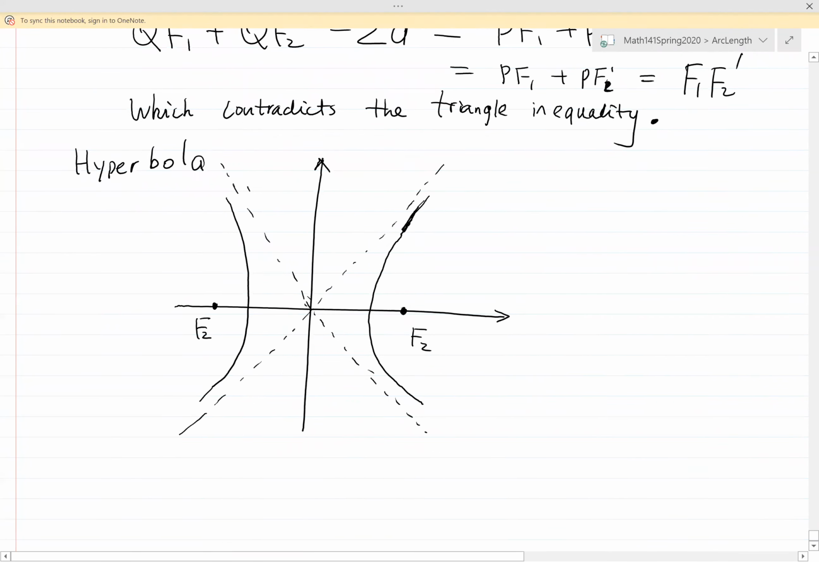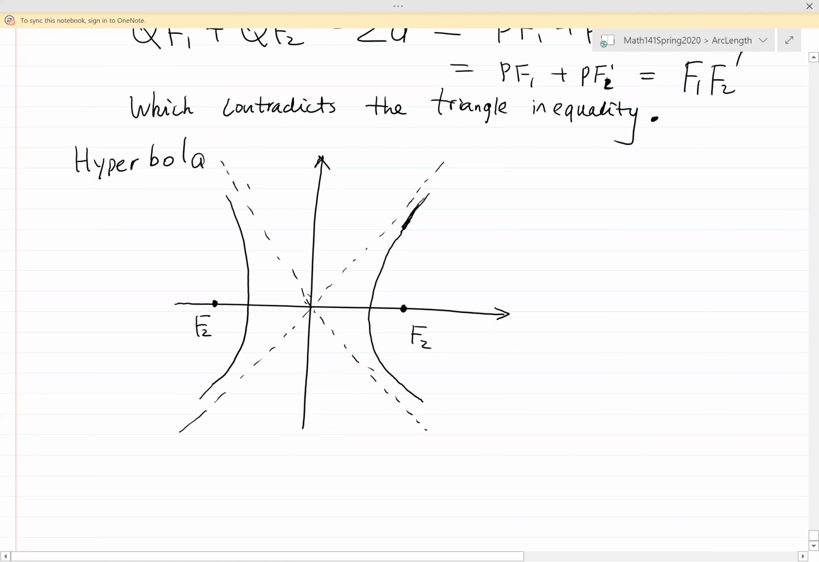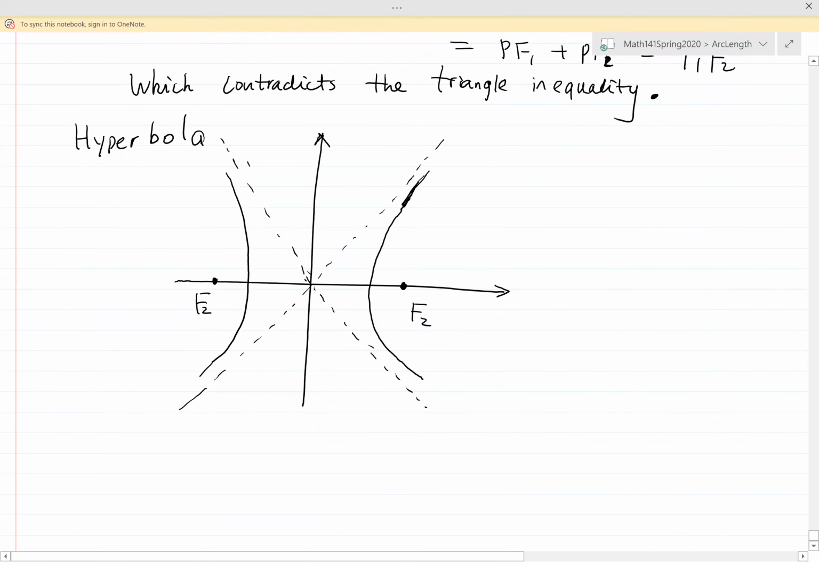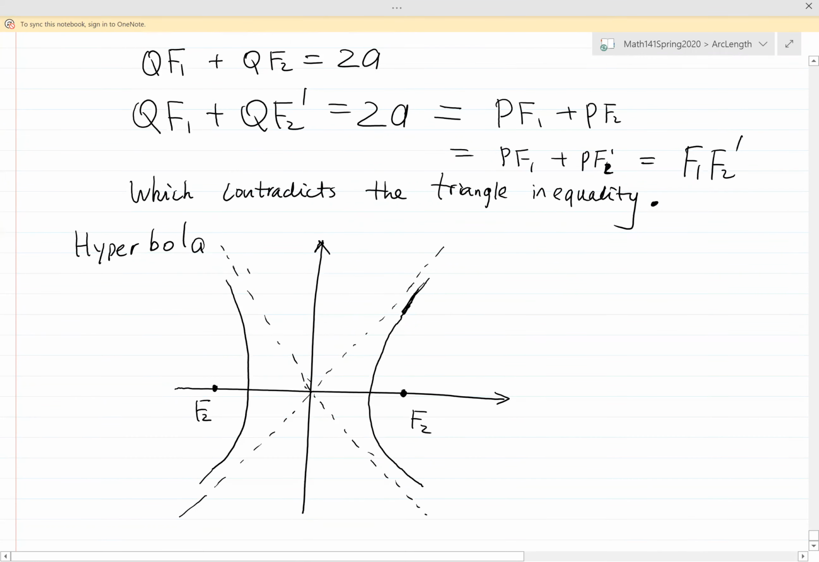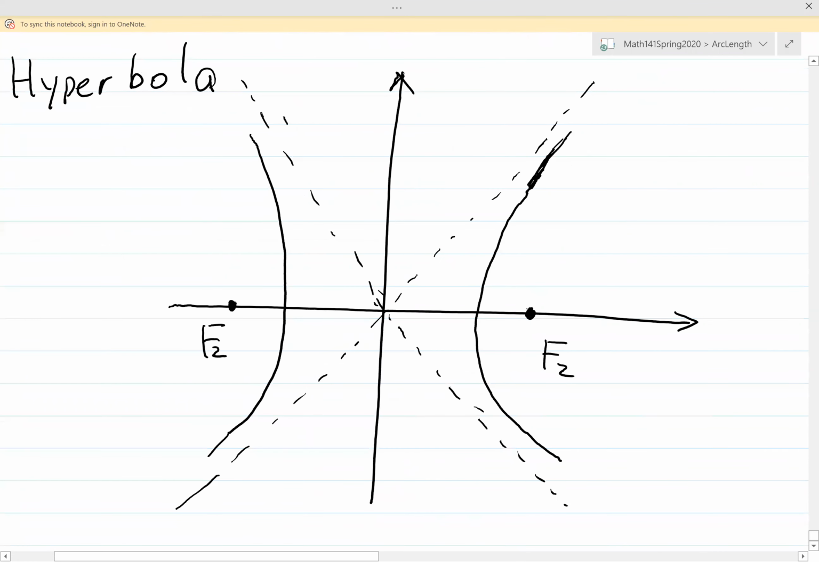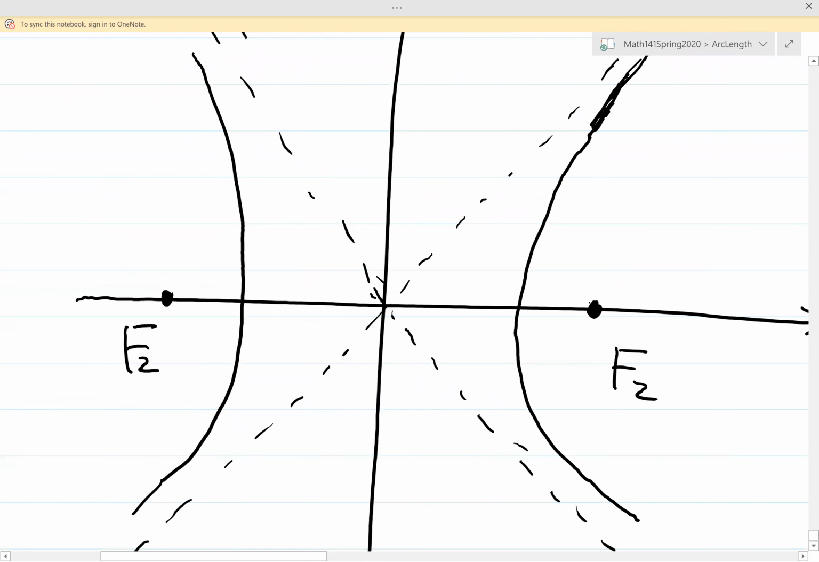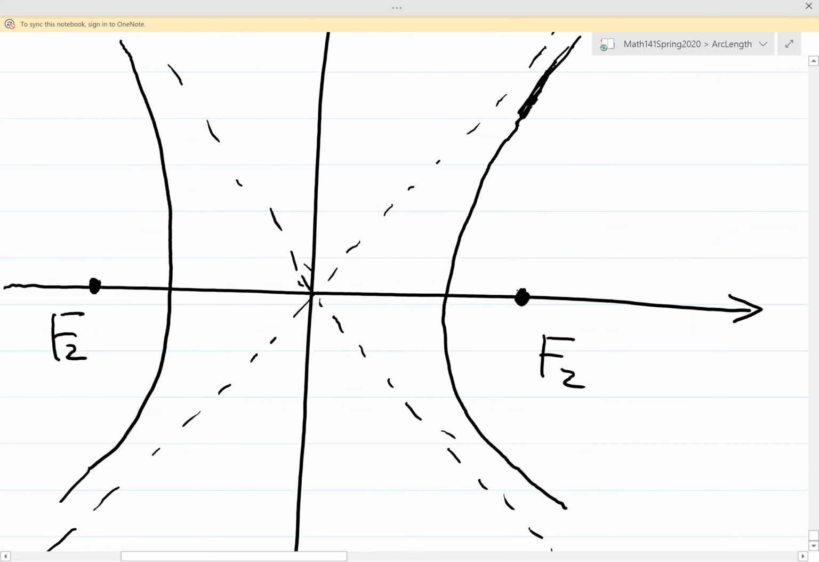Okay, let's continue. Now we want to study how light is reflected. We first start with some geometric property. Suppose we have a point P on this hyperbola, with PF2 and PF1.